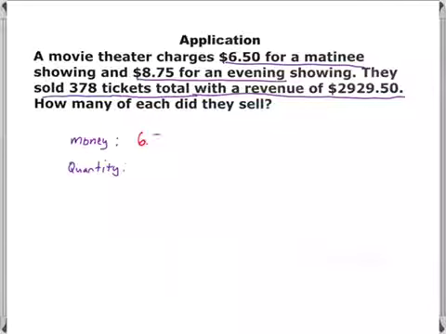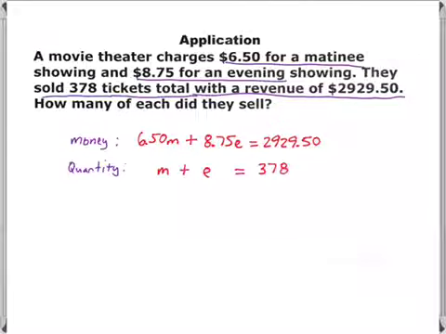We know that each matinee ticket is $6.50. So that's 6.5 M plus the evening tickets, which are $8.75, so 8.75 E equals your total money raised, or $2,929.50. Then we don't know what quantity of each ticket was sold, but we know together the matinee tickets plus the evening tickets totaled 378 tickets. And so now we have our two equations, now we just need to solve. In this case, substitution or elimination will work fairly well.